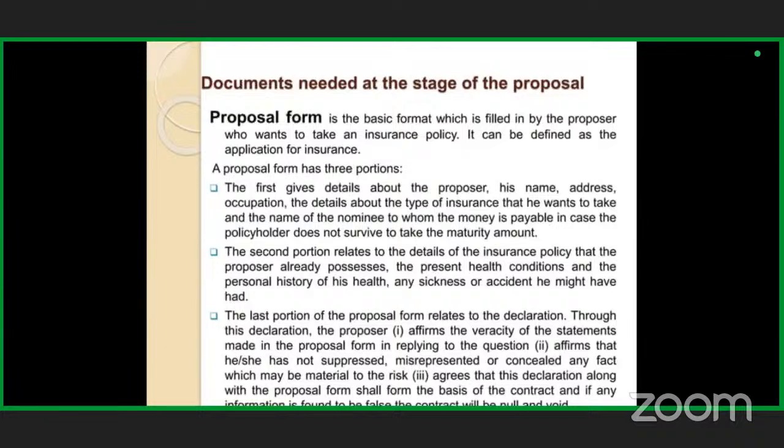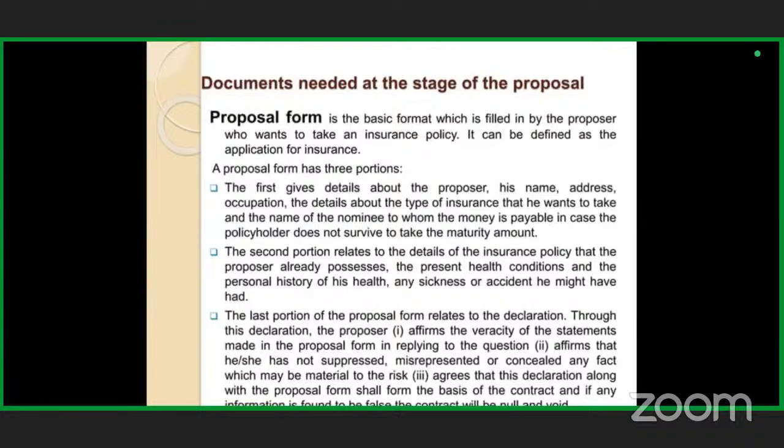So when you are proposing for an insurance policy, there is a requirement of a proposal form. A proposal form is a basic format which is filled in by the proposer who wants to take an insurance policy. It can be defined as the application for insurance. Proposal means you are proposing to the insurance company to take a policy, so you have to fill that proposal form. A proposal form is nothing but an application for insurance.